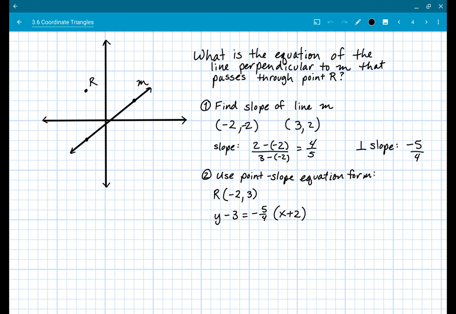The easiest way to write the line that is perpendicular to this is in point-slope form. So all I'm doing is I wrote down where point R is, and I plugged it into point-slope form. When I got to the slope section, I made sure to put in the perpendicular slope so that it matches the answer to the question.